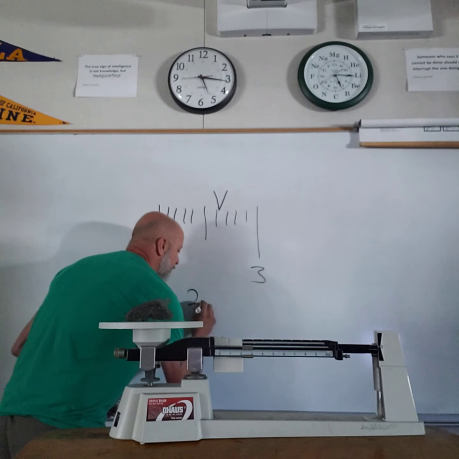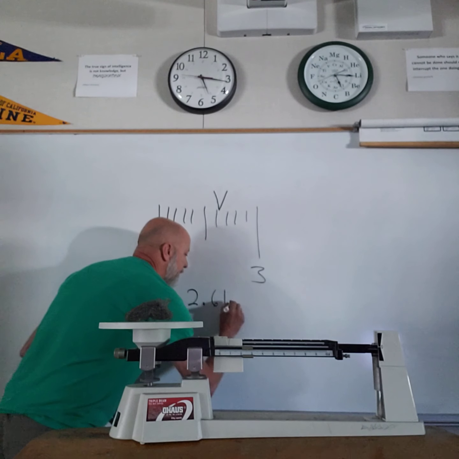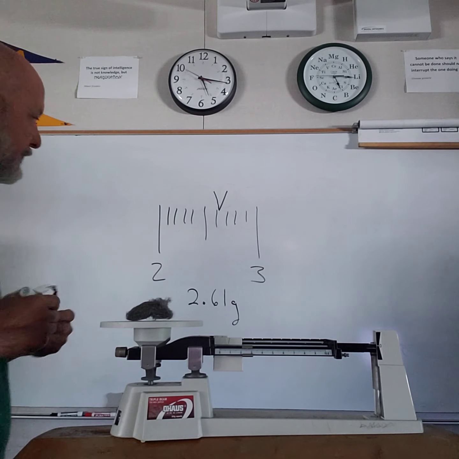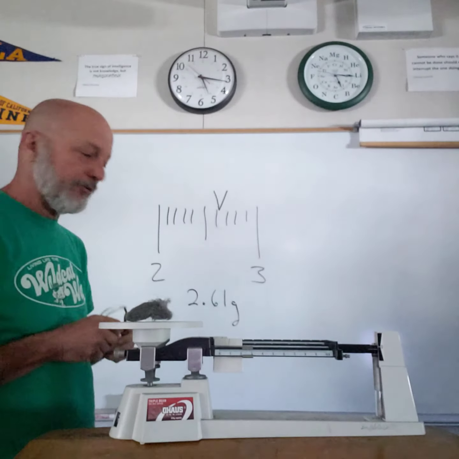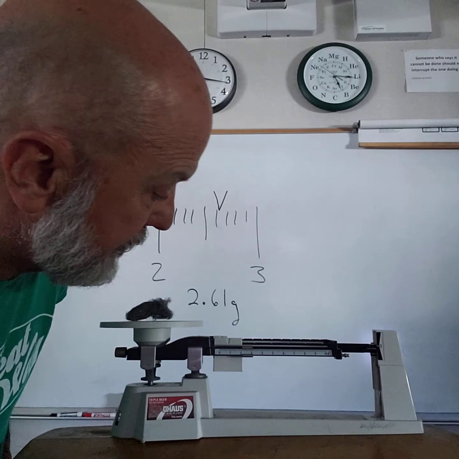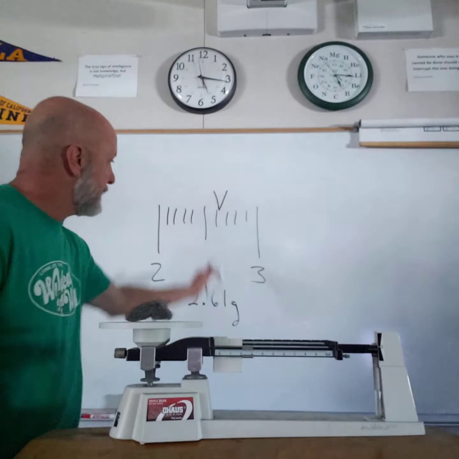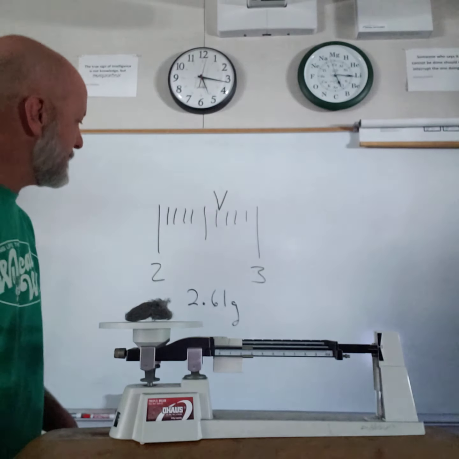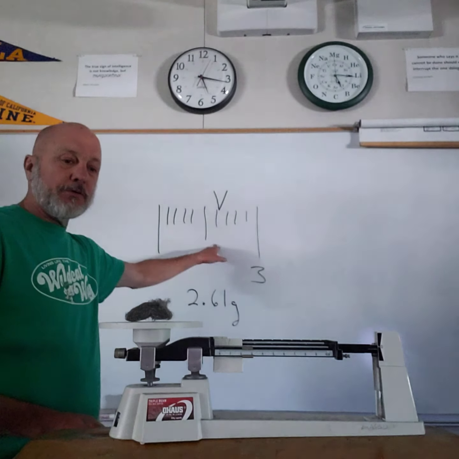So what's the mass? 2.61 grams. So I'm estimating that last 100th. So you don't have to be dead on accurate, just get as close as you can. I did give you the magnifying glass, you don't really need to use that for this, but estimate that last digit so you get to 1/100th of a gram. And that's how we're going to use this.